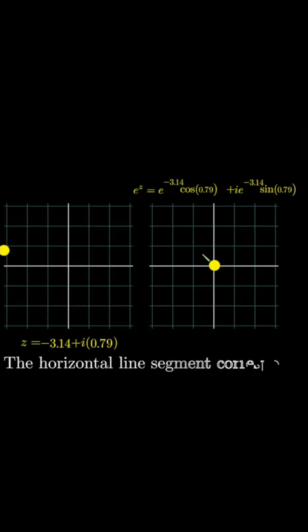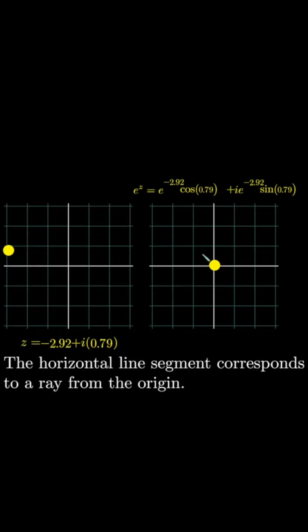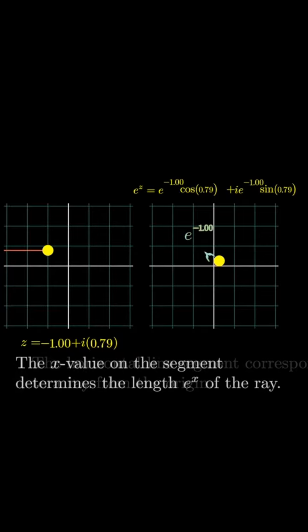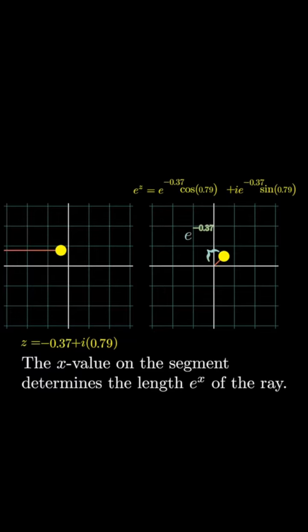What's the complex exponential do to horizontal line segments? Well, points along a horizontal line segment are sent to a ray that emanates from the origin. The x-coordinate of an input z on the horizontal line segment determines the length of the ray, which is e to the x.